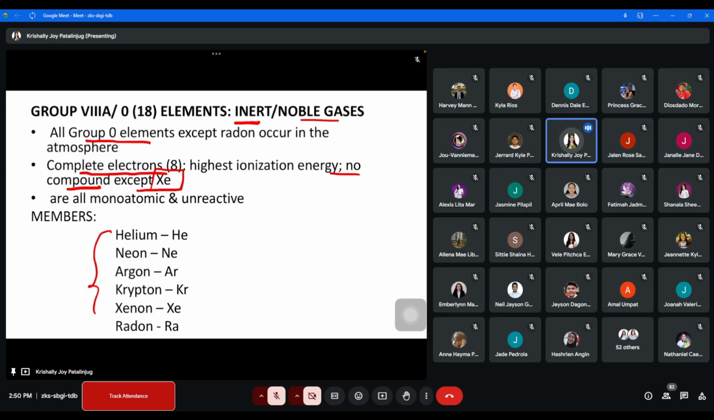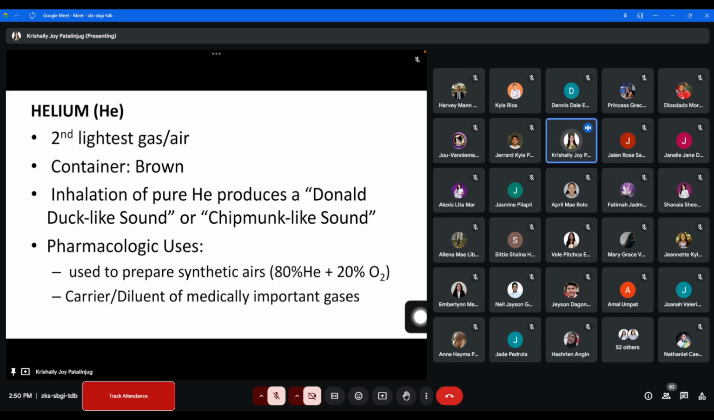So we just need to familiarize ourselves with the characteristics of each element. For example, helium. Helium is said to be the second lightest gas. The first, the lightest gas, is hydrogen. The next would be helium. Container color, brown. This is a continuation of the container color coding we mentioned for nitrogen, nitrous oxide, oxygen, and now helium. So you have to familiarize yourself with the color coding of gas containers.